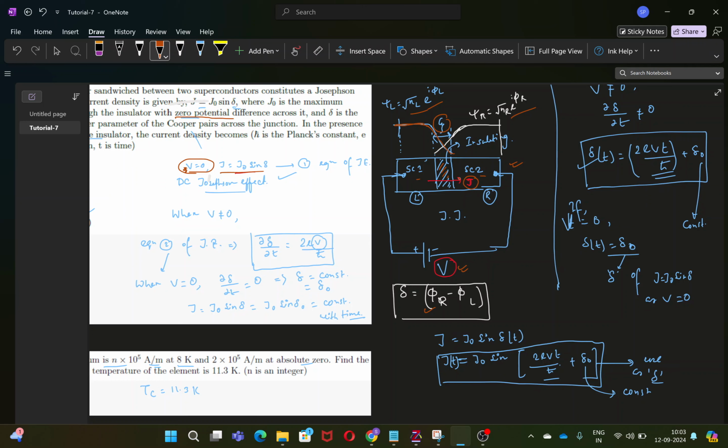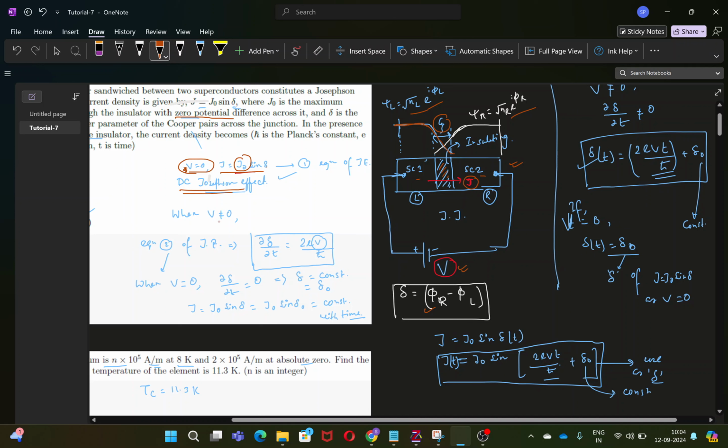So this is the relation that gives you the tunneling current across the junction. This is J equal to J naught sine delta, where J naught is the maximum current that can tunnel through, and this is a sinusoidal function of the phase difference delta between the superconducting wave functions on either side of the junction. Okay, and this is time independent because there is no bias voltage given, so this whole current is not time dependent. That is what is called the DC Josephson effect, because it is not changing with time.